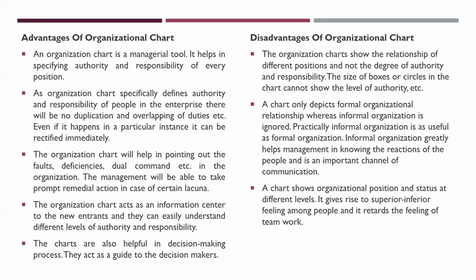It shows the different relationships of different positions, but not all the degree of authority or responsibility. That means in a whole chart you can't say in detail what the responsibilities are. You can just generally jot them down. The chart only depicts formal organizational relationships, where informal organizational relationships are ignored. Informal organization greatly helps management in knowing the reactions of people.